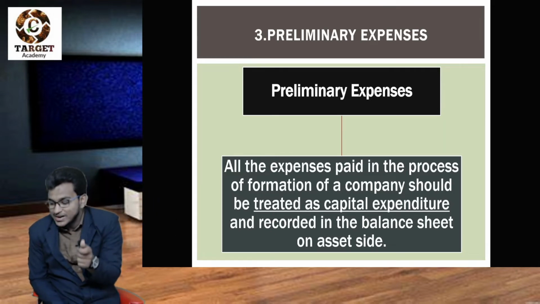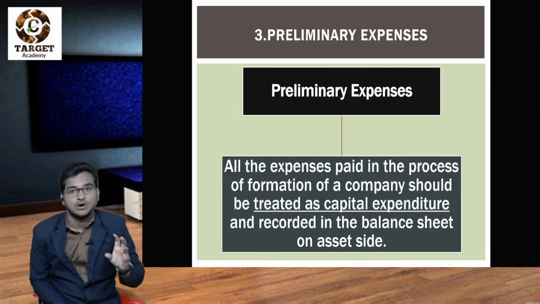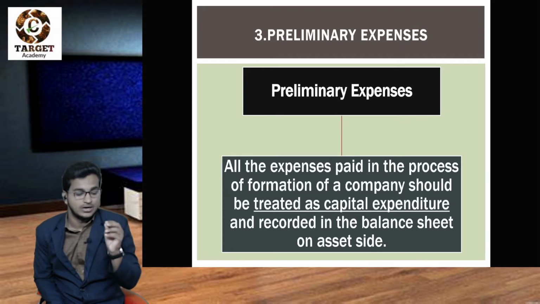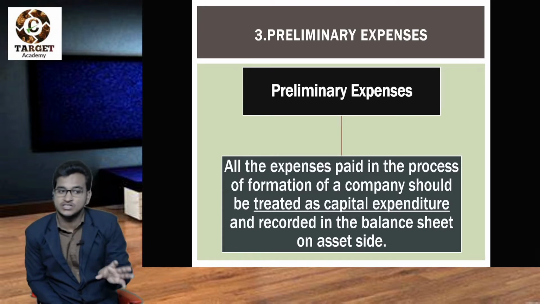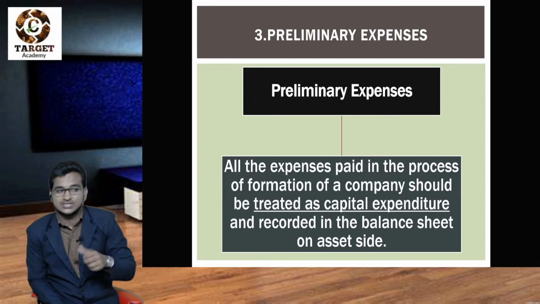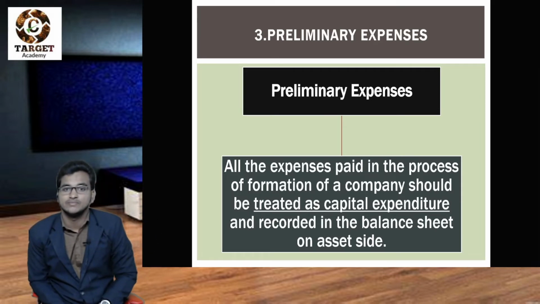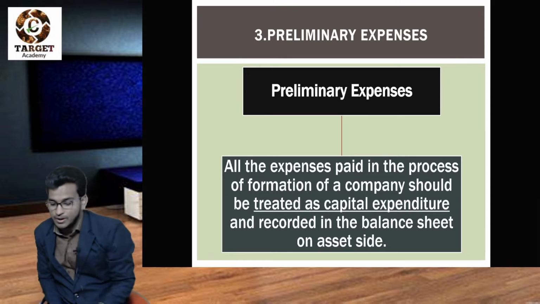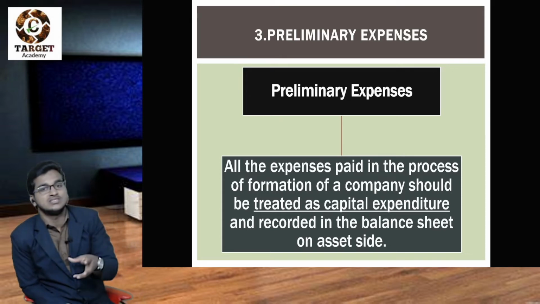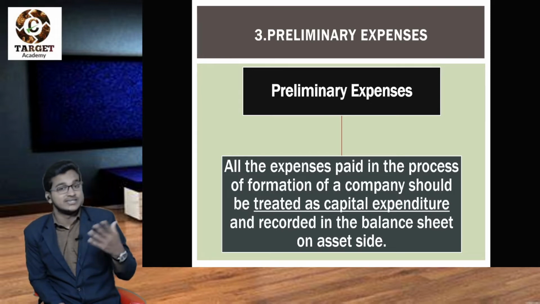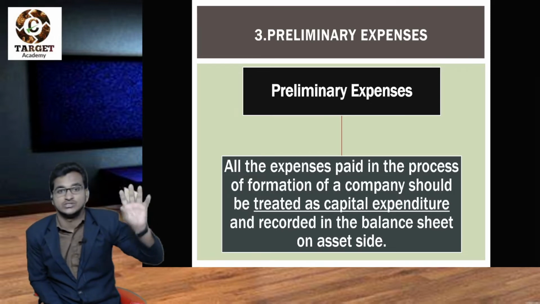That is one-time expenditure, so that is called capital expenditure. Whatever expenditure we incur for preliminary expenses is a capital expenditure, because that is only one-time expenditure. That means we are incurring that expenditure at the time of formation of the company. Because that is capital expenditure, that is an asset, so we will record preliminary expenditure on the asset side of the balance sheet.